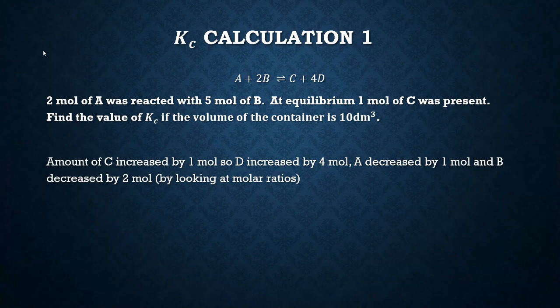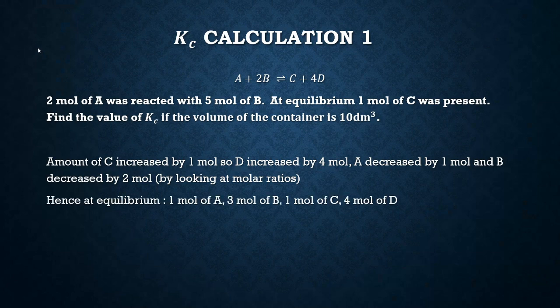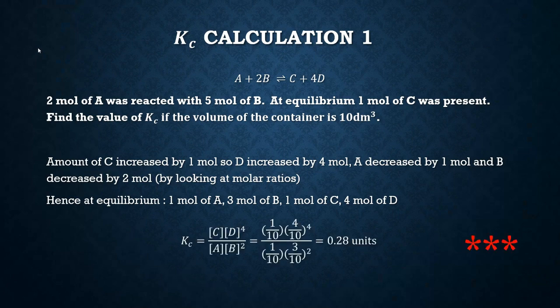So for C, it increased by 1 mole. And if you look at the molar ratios, then that must mean D increased by 4 moles, since it's a 1 to 4 with C. And A must have decreased by 1 mole, and B decreased by 2 moles. So if you do the calculations, there's 1 mole of A, 3 moles of B, 1 mole of C, and 4 moles of D at equilibrium. It's basically the ICE method. Then you just plug in the values. You find the expression for Kc and then plug in, and you get that.